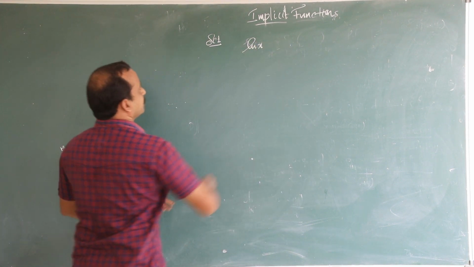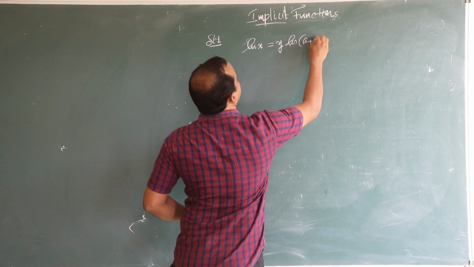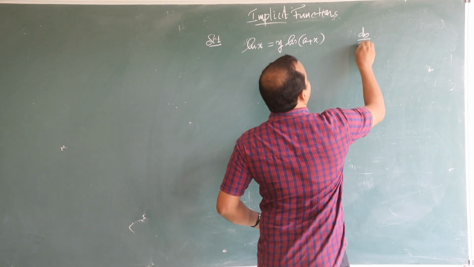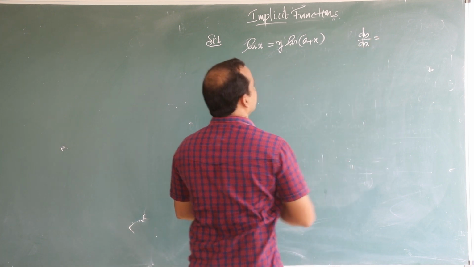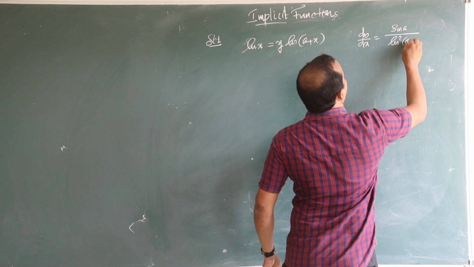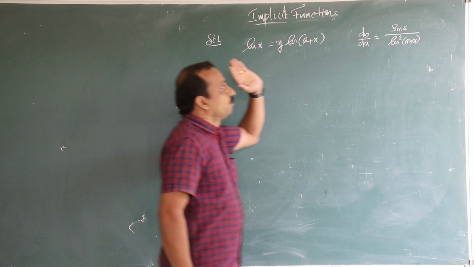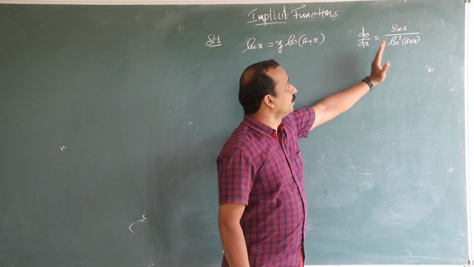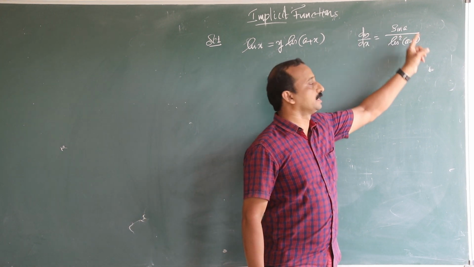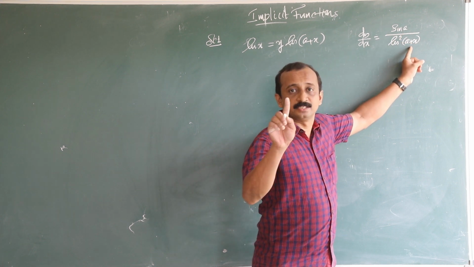Cos x is equal to y into cos of a plus x. Prove that dy by dx is equal to sin a divided by cos square of a plus x. Check what is to be proved. On the right side we have to prove sin a divided by cos square of a plus x, which contains only one variable, that is x.